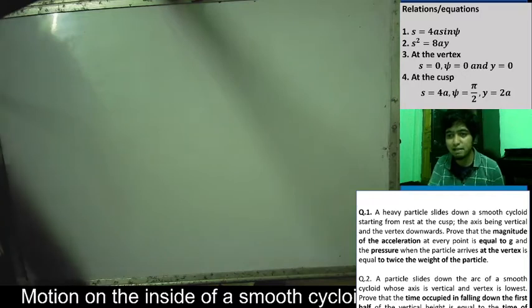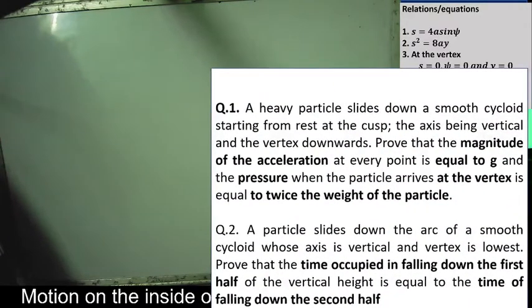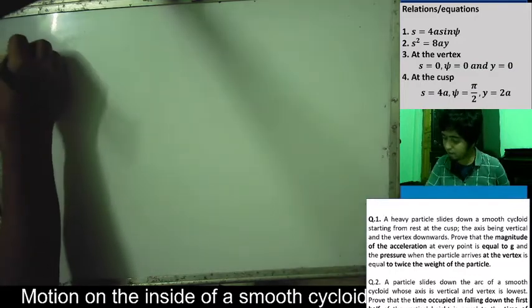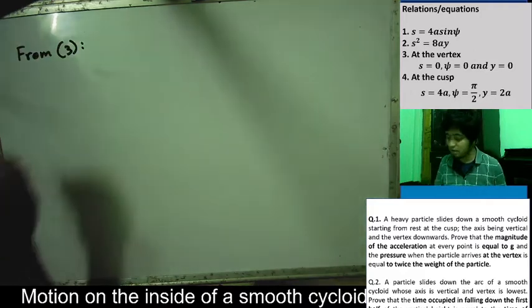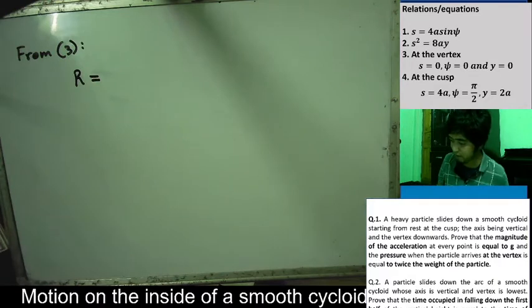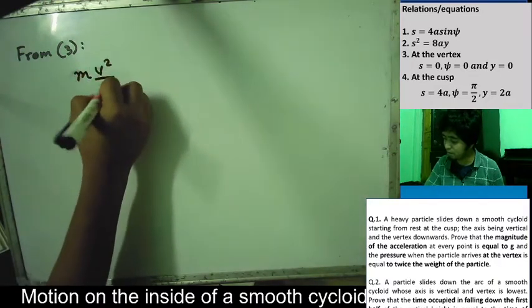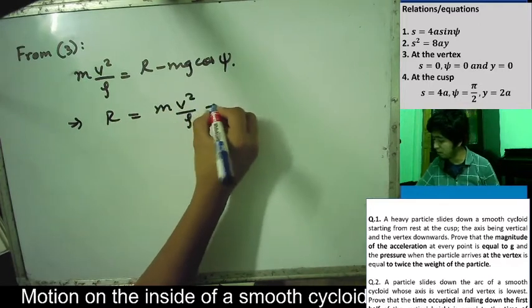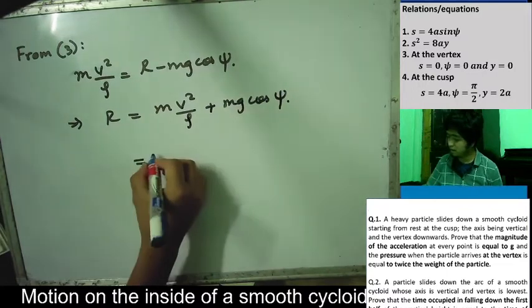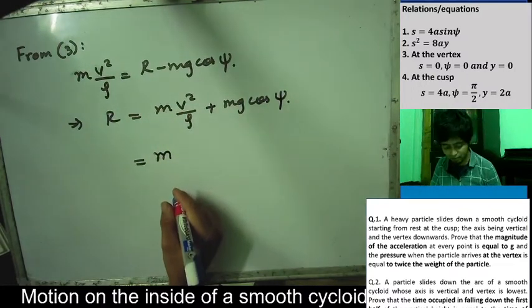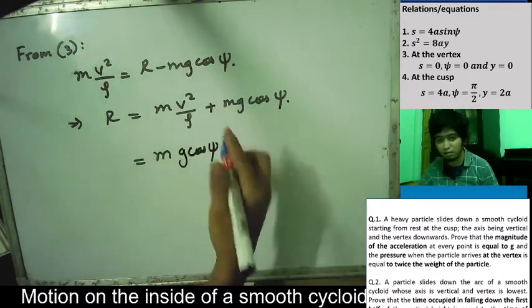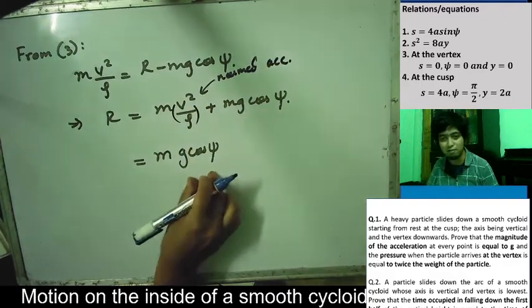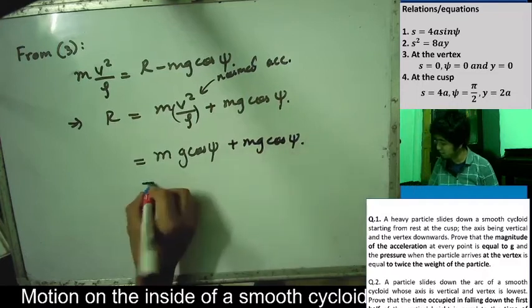Now if you see the second part of the question, it says show that the pressure when the particle arrives at the vertex. The pressure is nothing but the normal reaction. So from equation 3 you can get R. Equation 3 was mv square upon rho equal R minus mg cos psi. So R will be equal to mv square upon rho plus mg cos psi. V square upon rho we have got to be equal to g cos psi, this one is the normal acceleration. So it is mg cos psi plus mg cos psi, so it will be 2 mg cos psi.